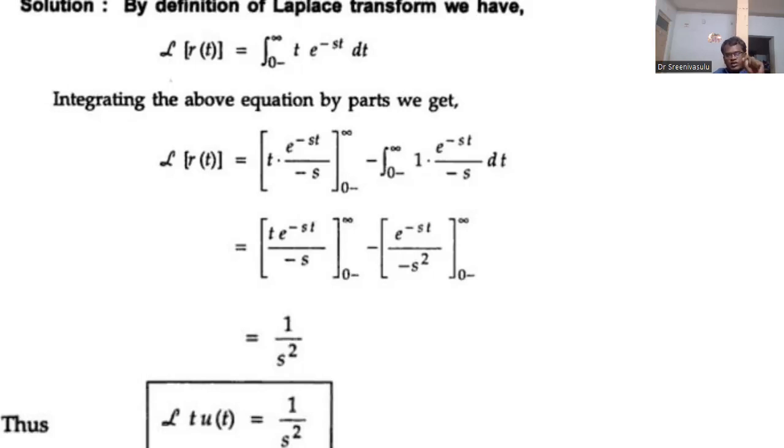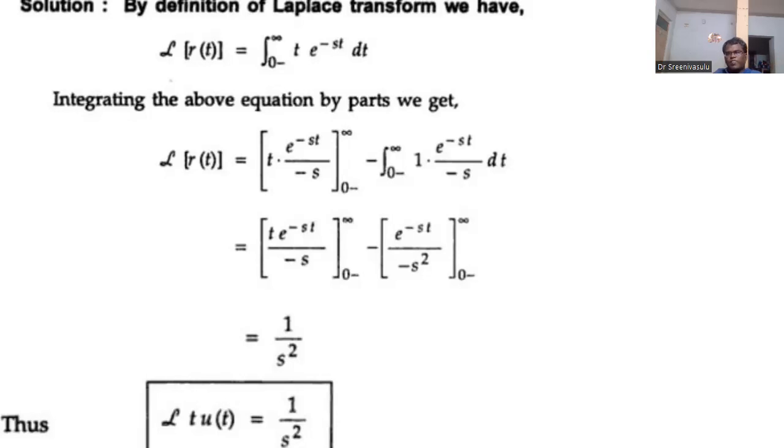So that's why there is a condition here, whenever s is greater than 0. In this book he has not concentrated on all these things. But you need to remember, for existence of this Laplace transform, you must consider the ROC. So the ROC is here, s must be greater than 0. Whenever s is greater than 0, that t into e power minus st term is going to be 0. So the first part is going to be 0.